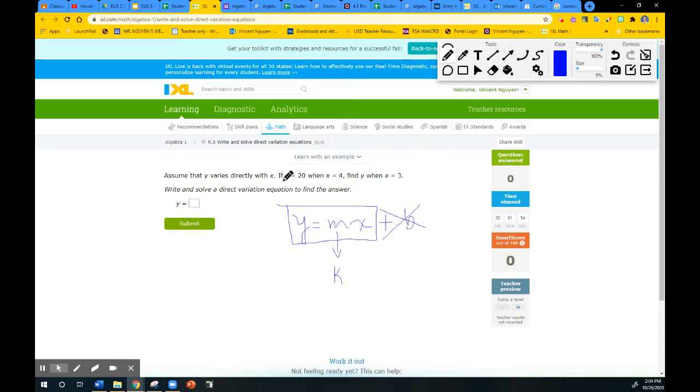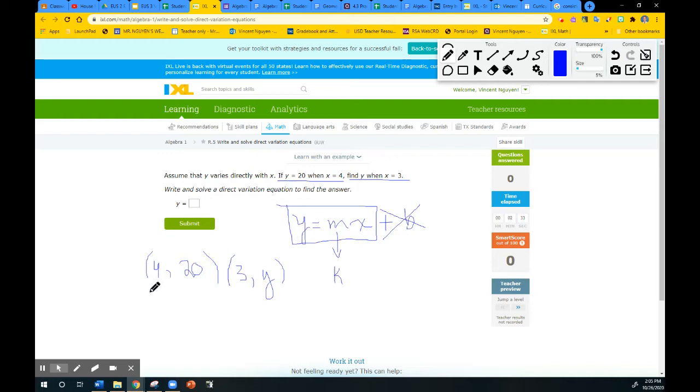So let's see here, we have x and y, or y and x. So just treat this as an ordered pair, right? I have x equals 4 and y equals 20, okay? And then on the other hand, I have x, which is 3. Find y when x is 3. So when x is 3, what is my y? That's the question here, right? We want to know when x is 4, y is 20. So what happens when x is 3? What is my y value?